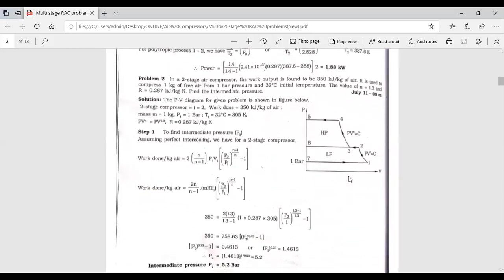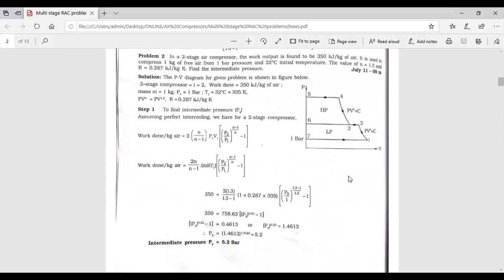Here, refer to problem number 2. I think you are seeing the contents on the screen. I'll dictate the problem. In a two-stage air compressor, the work output is found to be 350 kilojoules per kg of air. In the previous problem, we found the work done, but in this problem they give the work output as 350 kilojoules per kg of air. It is used to compress 1 kg of air.